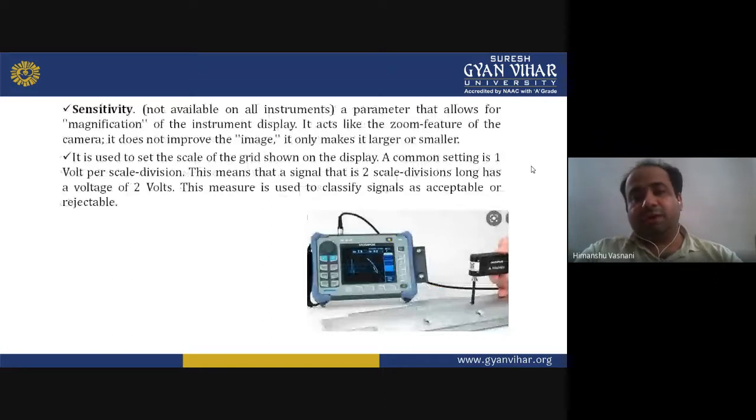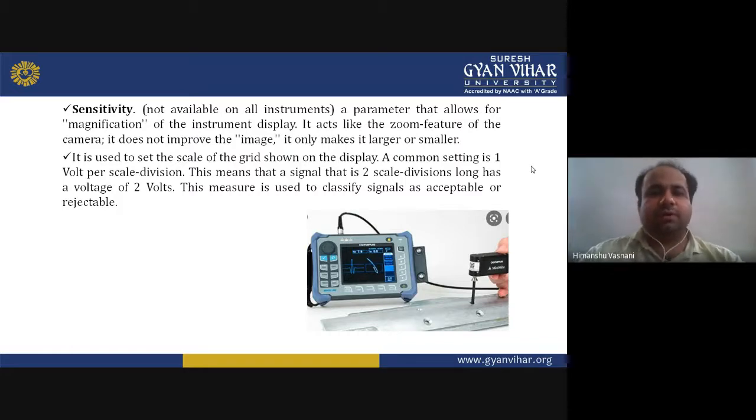Sensitivity is also a very important parameter. Sensitivity is a parameter that allows for magnification of the instrument display. It acts like the zoom feature of a camera, and it does not improve the image. It only makes it larger or smaller. It is used to set the scale of the grid shown on the display. A common setting is 1 volt per scale division. This means that a signal that is two scale divisions long has a voltage of 2 volts. That's simple.